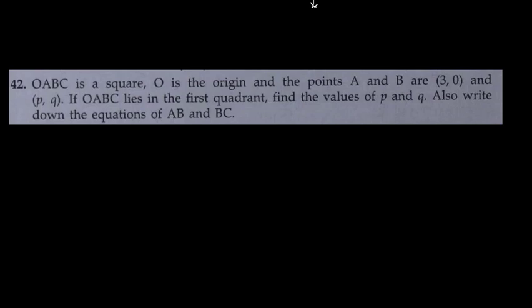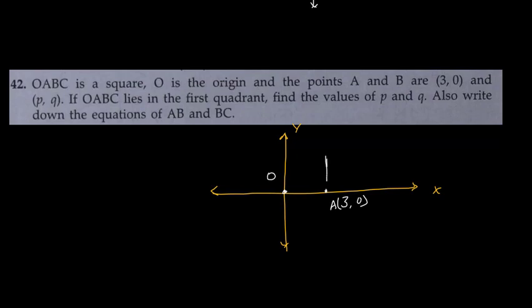Okay, so let me first draw a coordinate axis. X-axis, Y-axis. Now O is the origin, so here we have point O, and this OABC square is in the first quadrant, so I will have point A say here, and its coordinate is given (3, 0), so that means it is on the x-axis. This is your point A. Then we have C over here.